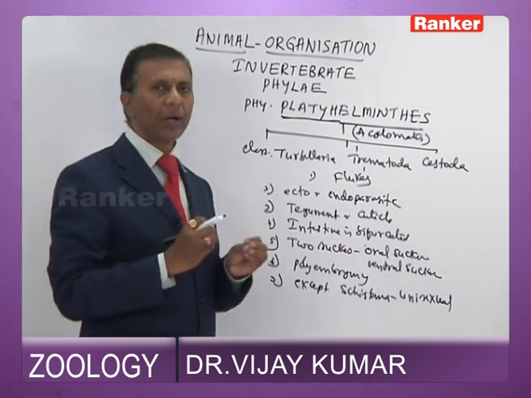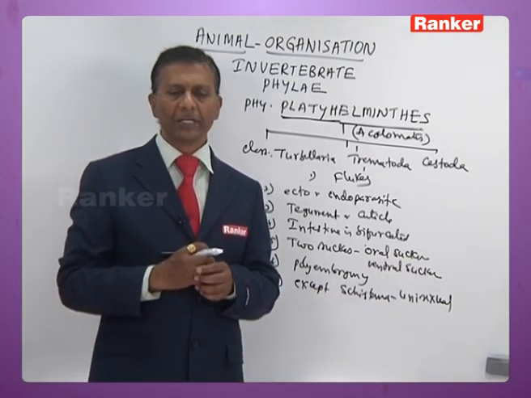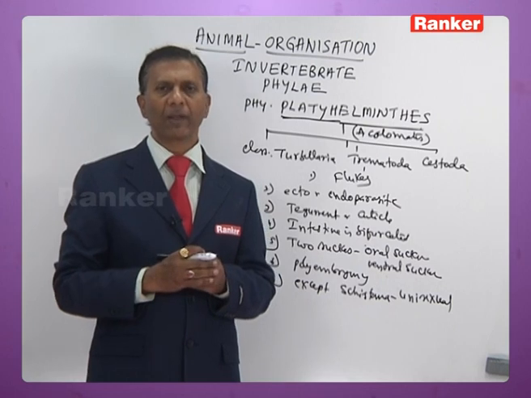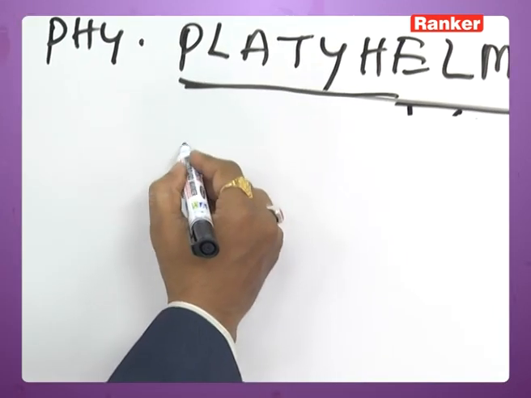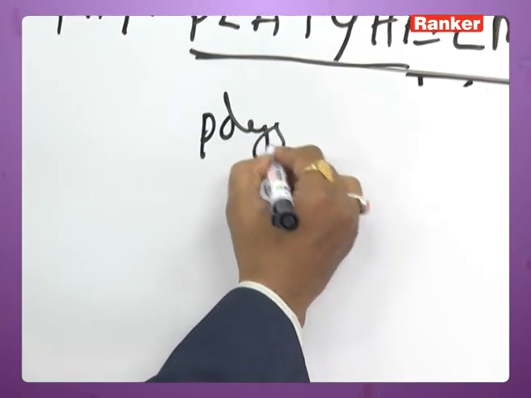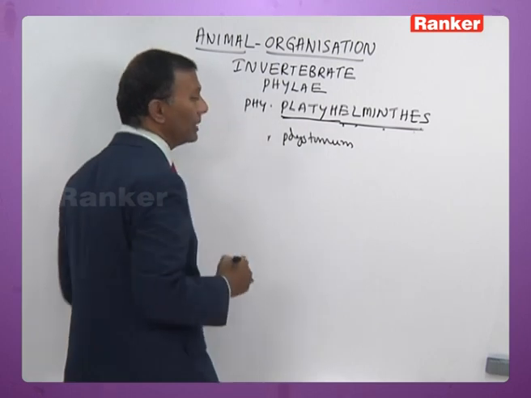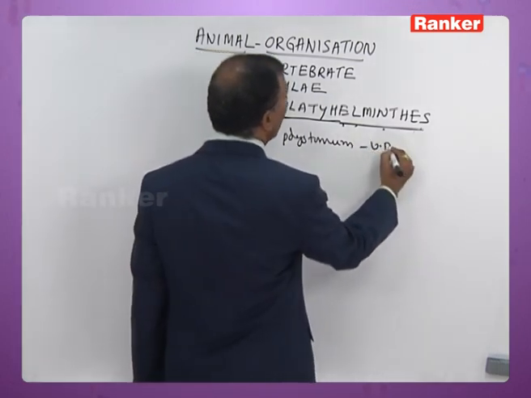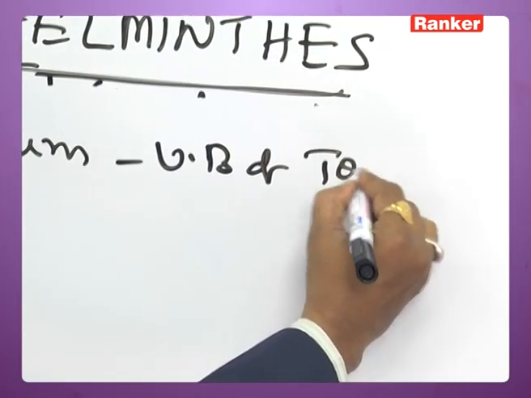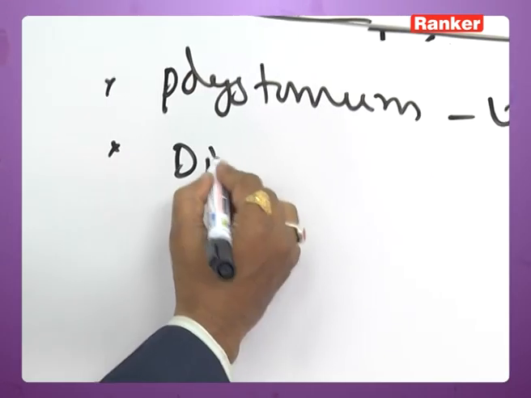Now I'll give the most important examples with certain unique characteristic features in the life cycle, which are the most important points for AFMC, JIPMER, AIIMS, AIPMT and EAMCET. Polystomum is a fluke that lives in the urinary bladder of toads and frogs. It's an endoparasite.